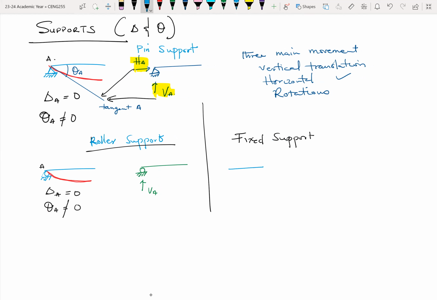So let's look at the fixed supports. If at some point you don't understand what is happening, you can always alert me and then I can go over it. Okay. So for a fixed support, this is what we have. This end is fixed, and this is how we draw a fixed support.